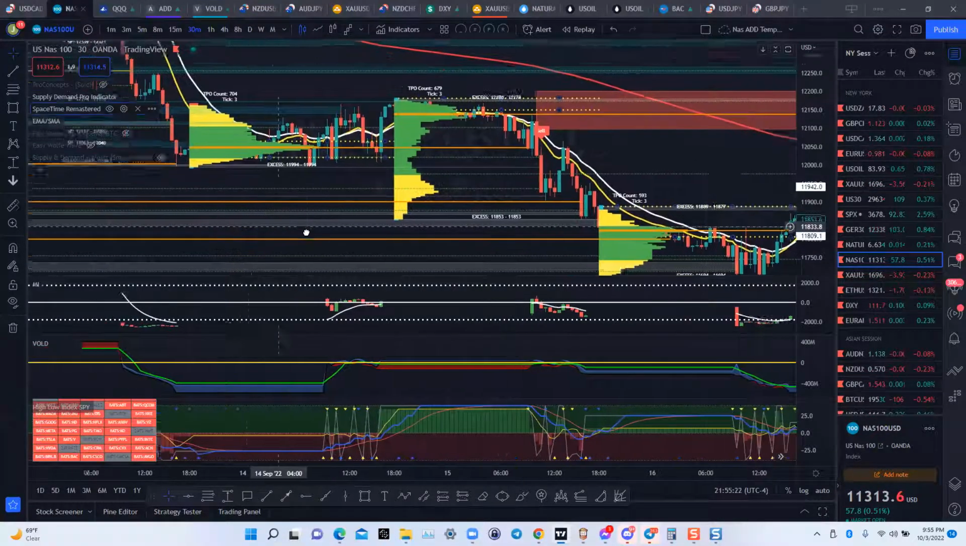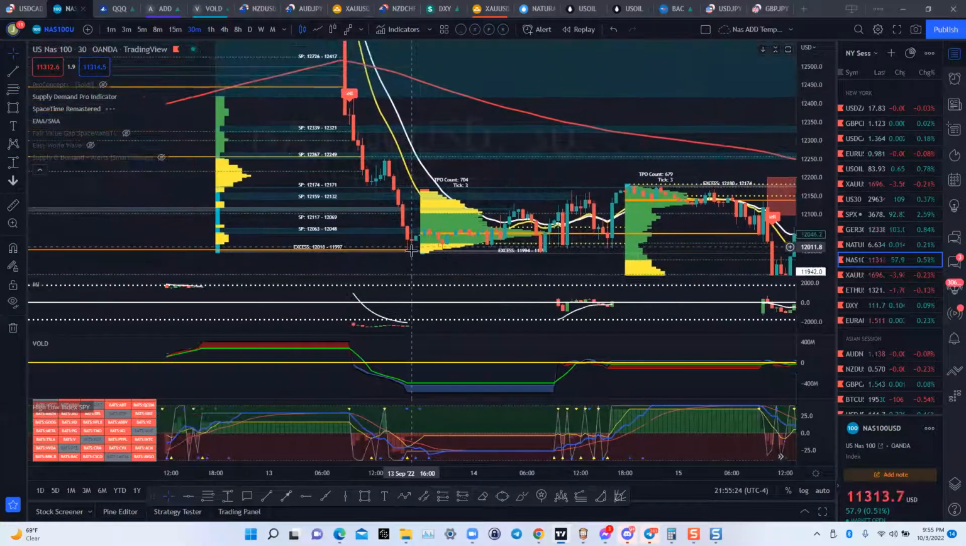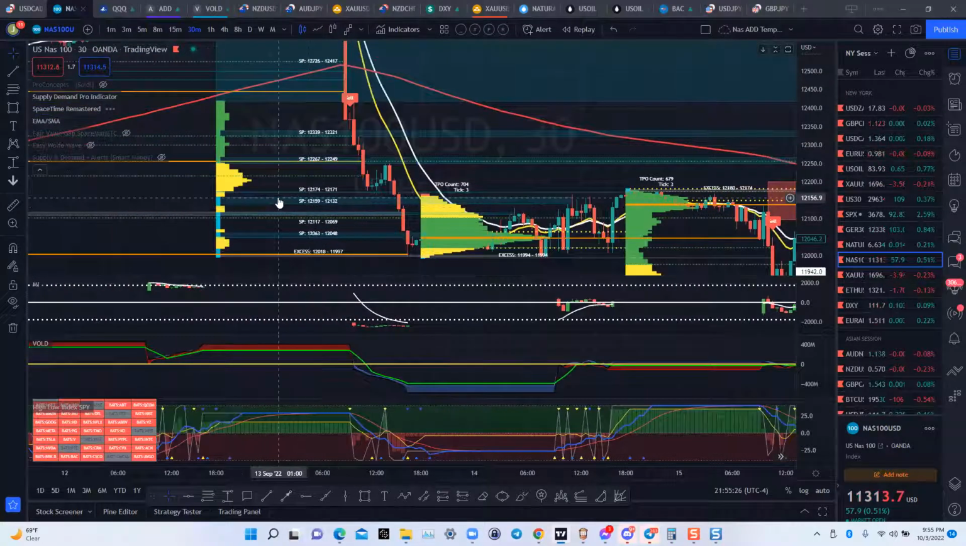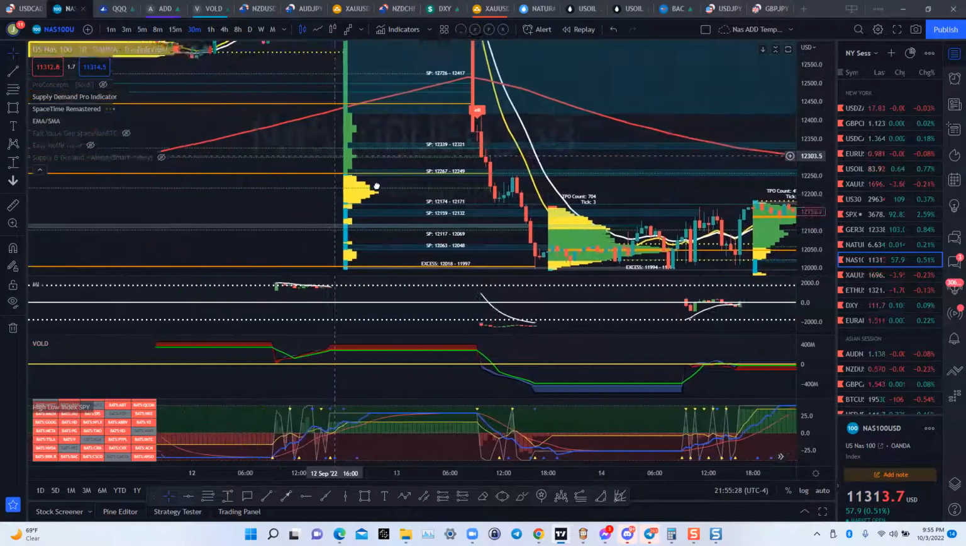But that's kind of how I trade this Nas. I look at it that way. You know, I'm not the person to tell you to go get this indicator. I'm far from that.